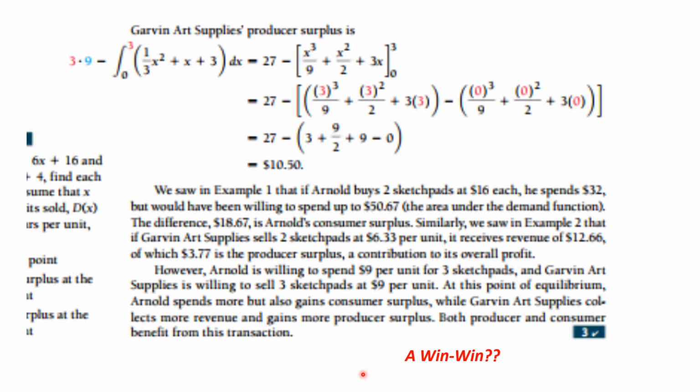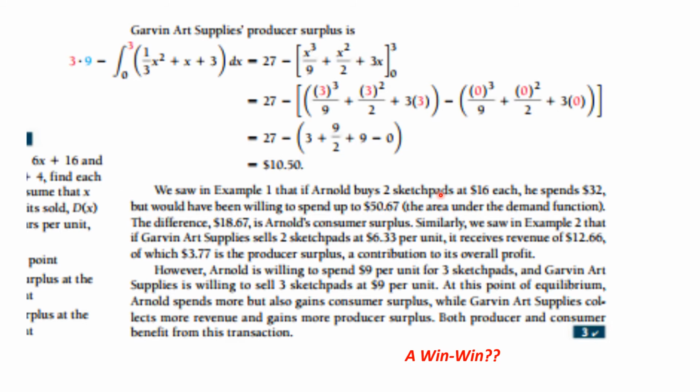Now, the producer surplus is a different equation. It is going to be 3 times 9 minus the integral of the supply equation. So that's 27 minus the whole of this integral. We add 1 to each exponent and divide by the new exponent. You should verify these calculations for yourself. We evaluate this using the fundamental theorem of calculus. This is 27 minus, and inside the bracket is the evaluation of the integral, evaluated at 3 minus evaluated at 0. You do want to be careful with your signs because this is a minus and that is a minus. And so we get 10.50.